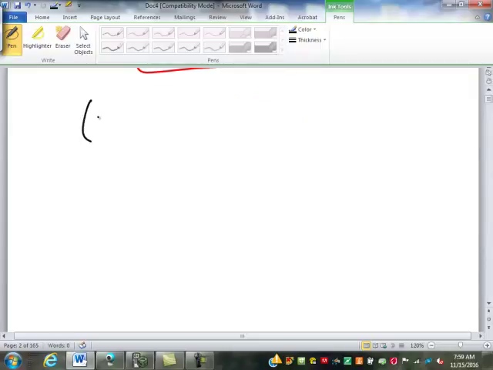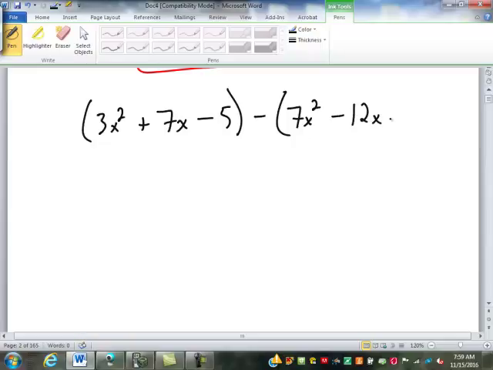We might have 3x squared plus 7x minus 5 minus 7x squared minus 12x plus 9. So once again, we're going to write this out and line these up vertically. So I've got my 3x squared plus 7x minus 5.